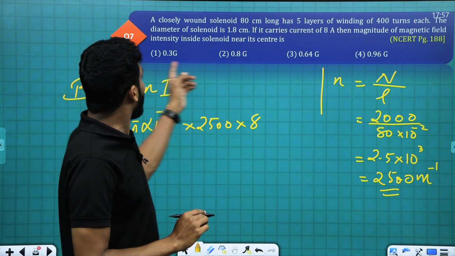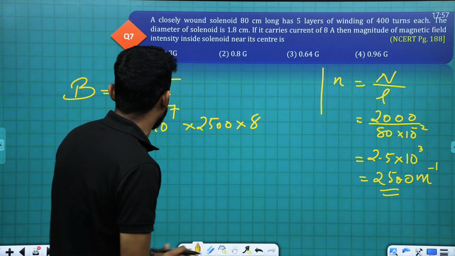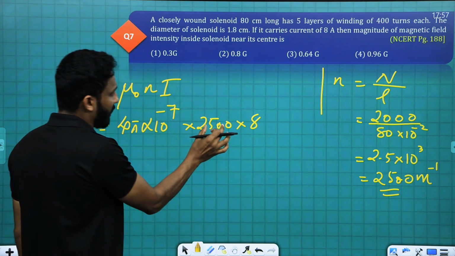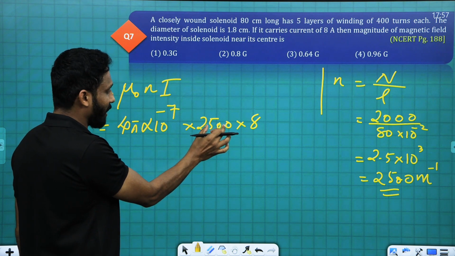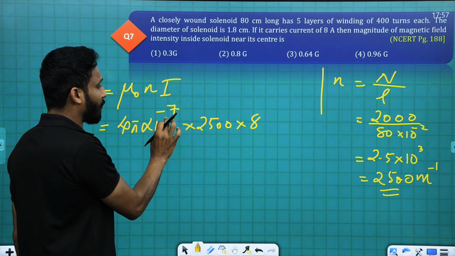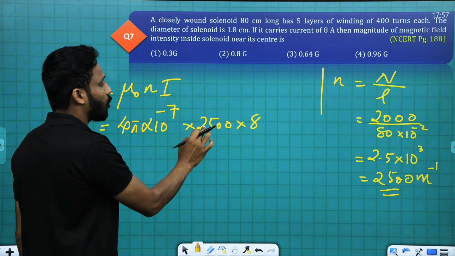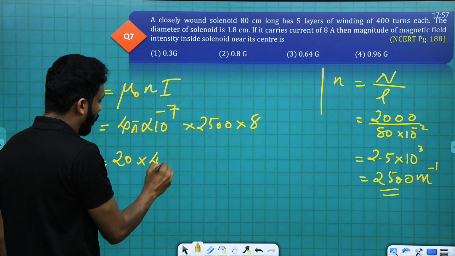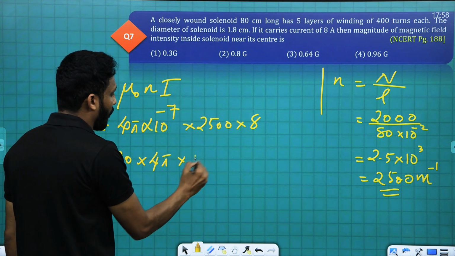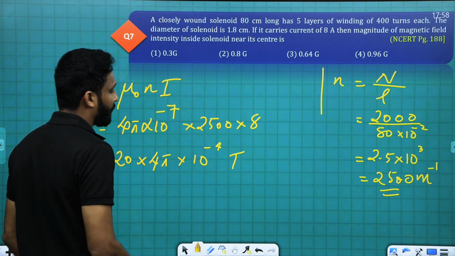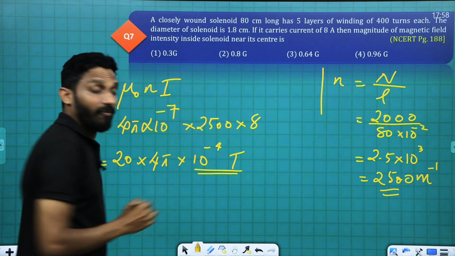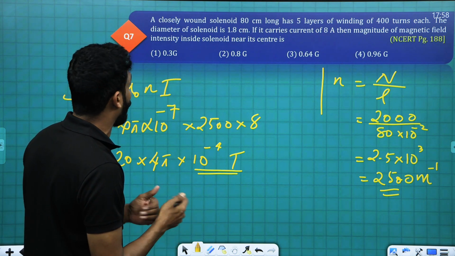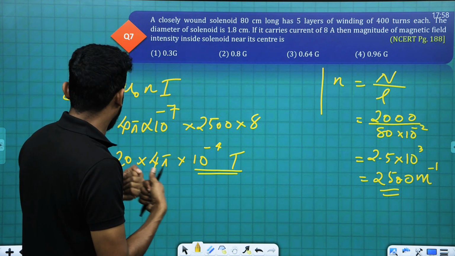Now, the options are in Gauss. Gauss means 10 power minus 4 Tesla. Here, you take 10 power 3, multiply with this, and we get 10 power minus 4. Then this will be 2.5 into 8, which is 20. 20 into 4 pi, then this 10 power minus 4 Tesla we replace as Gauss. Then this one is 20 into 4 pi.